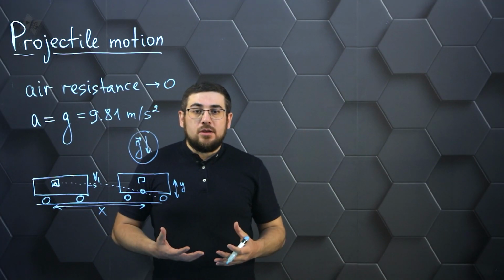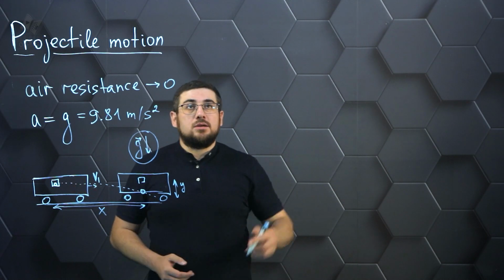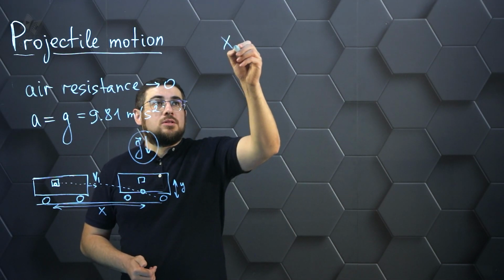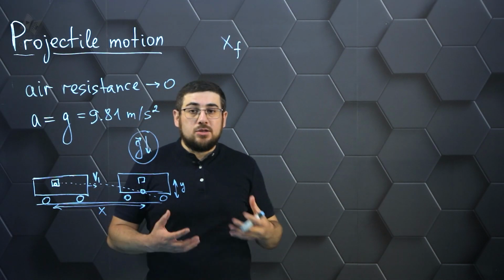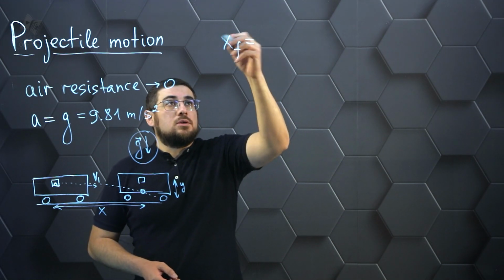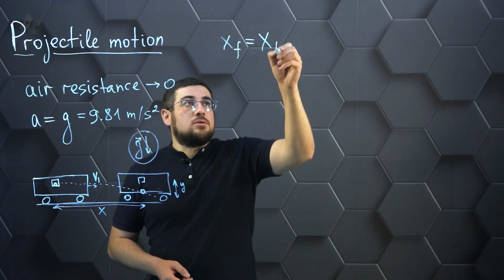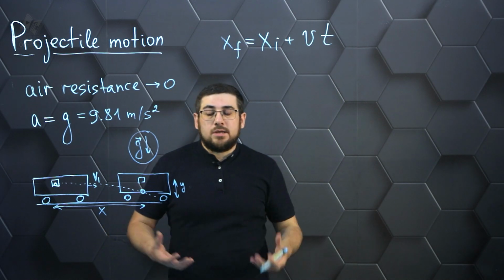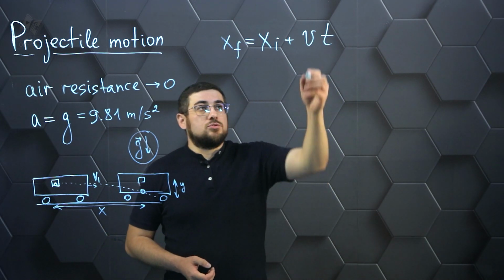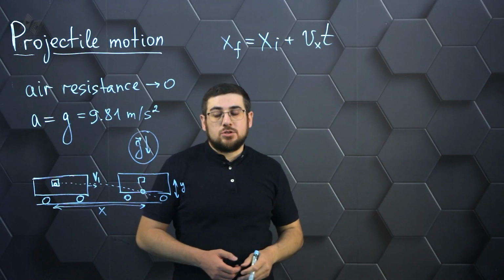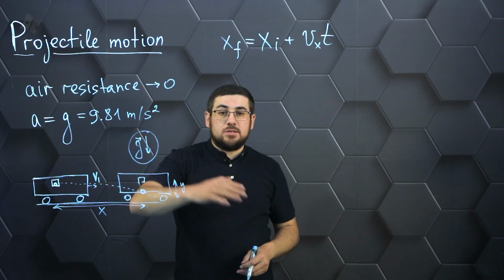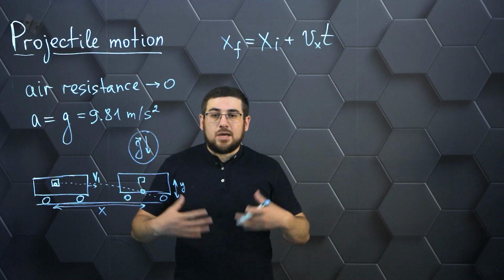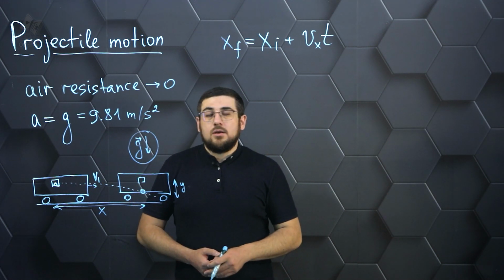Let's apply the equation of uniform motion along the x-axis and solve for the value of the final coordinate along this axis. The final coordinate is the initial coordinate plus the product of the velocity of the body by the time of motion. In this case, the velocity along the x-axis is the velocity with which the car was moving, and the apple had that same velocity.